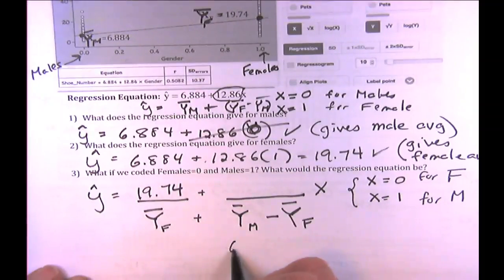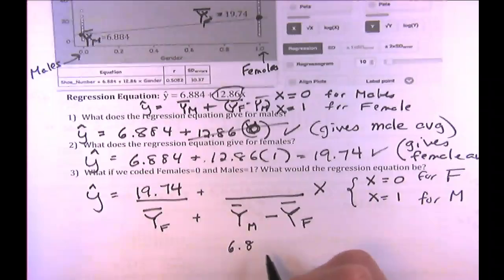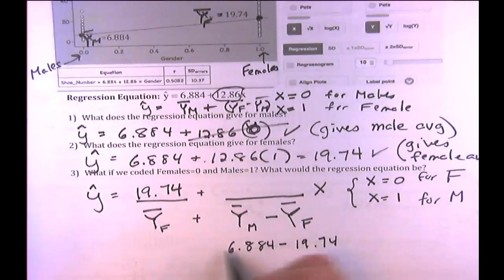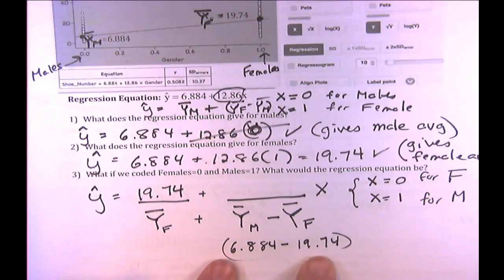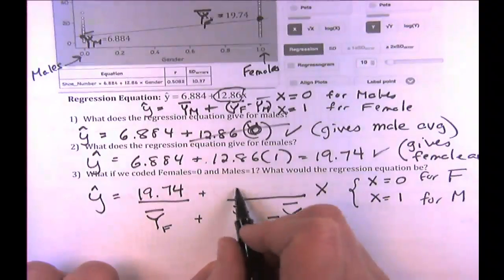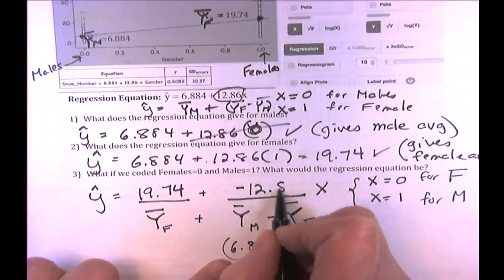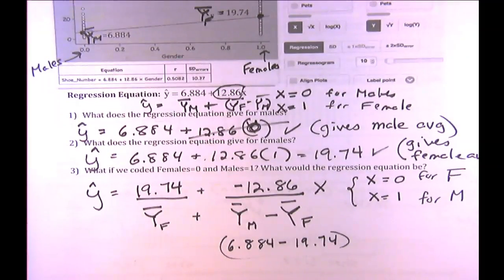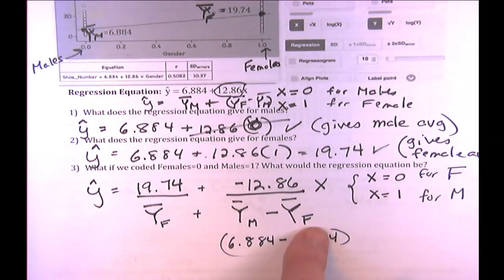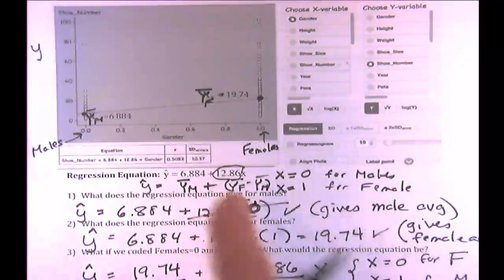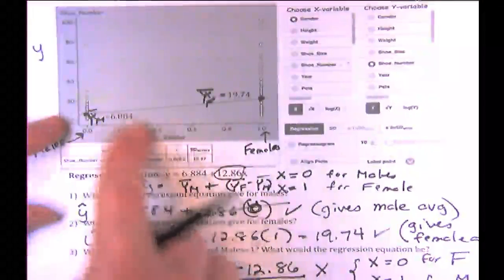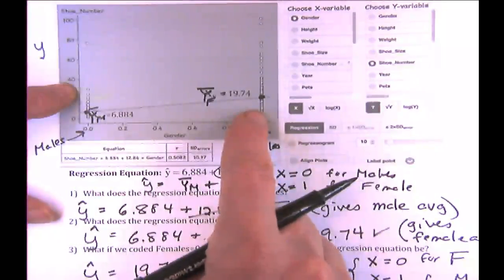And if we do that, 6.884 minus 19.74, what do you think we get? It's the difference between the two averages, and we're going to get negative 12.86. Just the opposite. It's still the difference, but it's in the opposite direction because now the females are coded as 0. Does that make sense to everybody? The picture would be like switching this whole column and putting it here, and switching this column and putting it here, and then we'd go downhill the same amount.